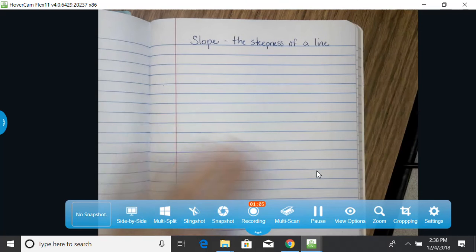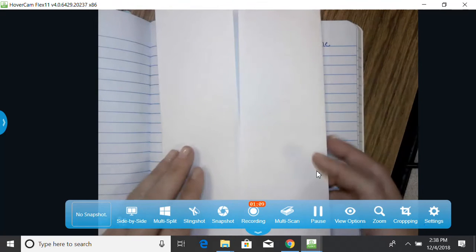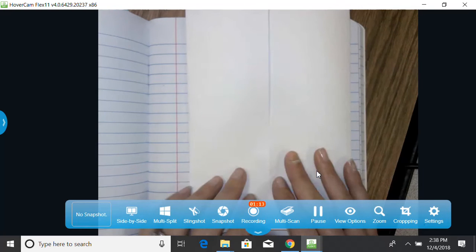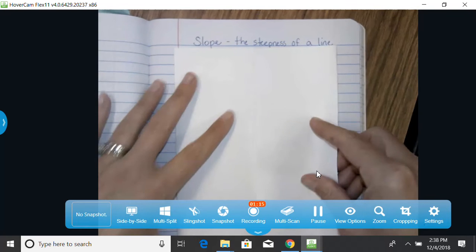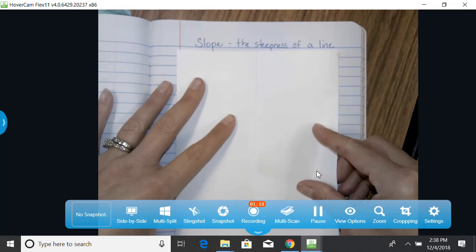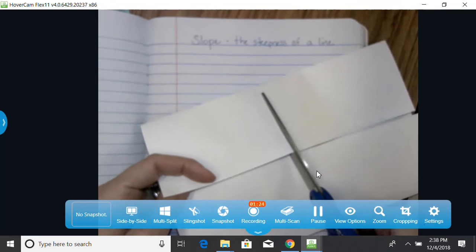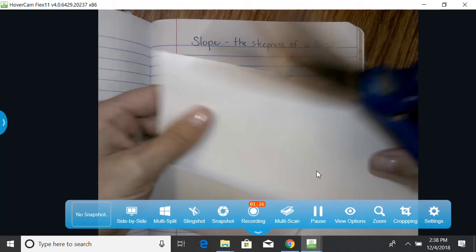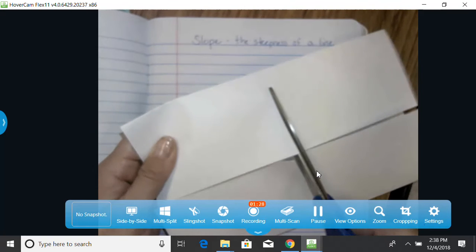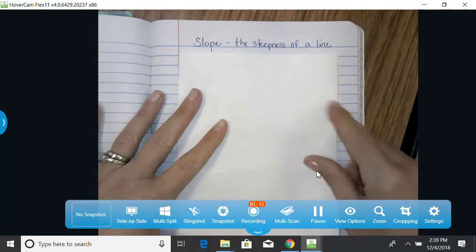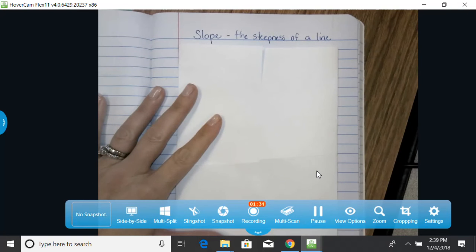So in our interactive notebooks, I've taken a piece of white paper and folded it so that the two ends meet in the middle. And it just about fits perfectly in here. So what I'm going to do is halfway down, I am going to make a cut. It's okay if it's not perfect, it will work out just fine. Because when we're talking about slope, there are 4 different kinds of slope we can have.